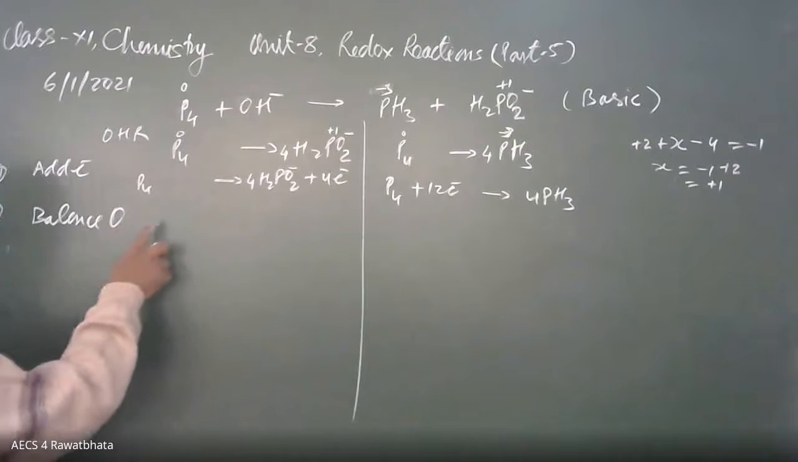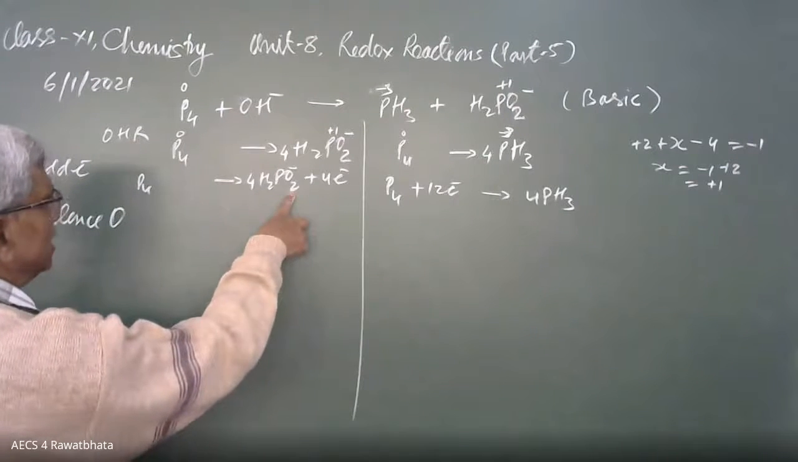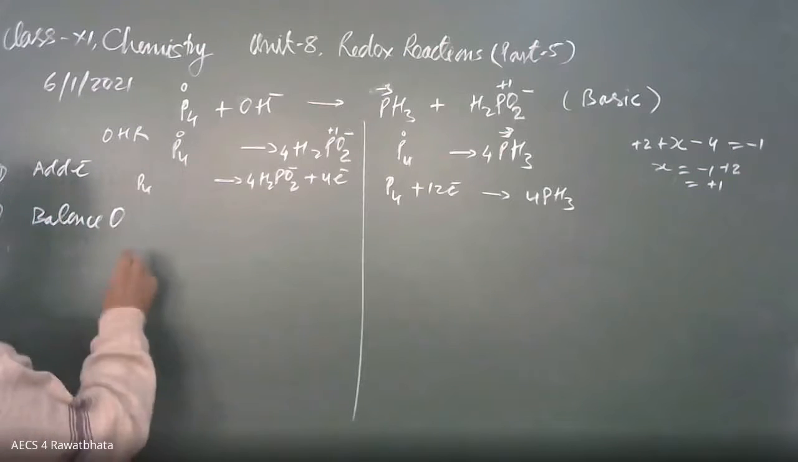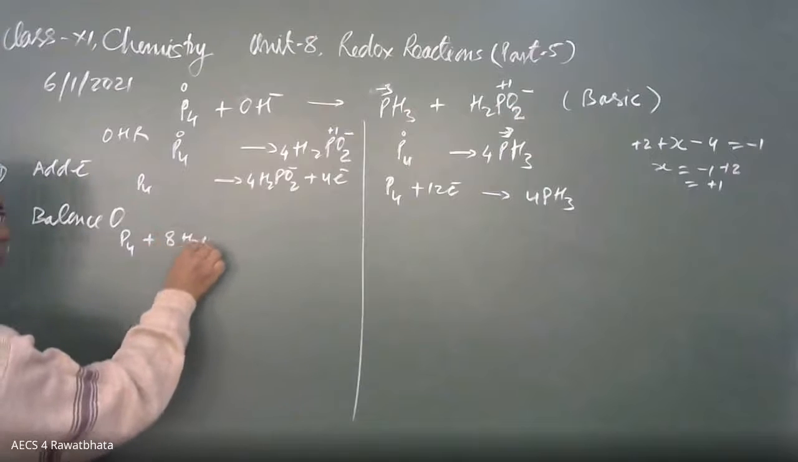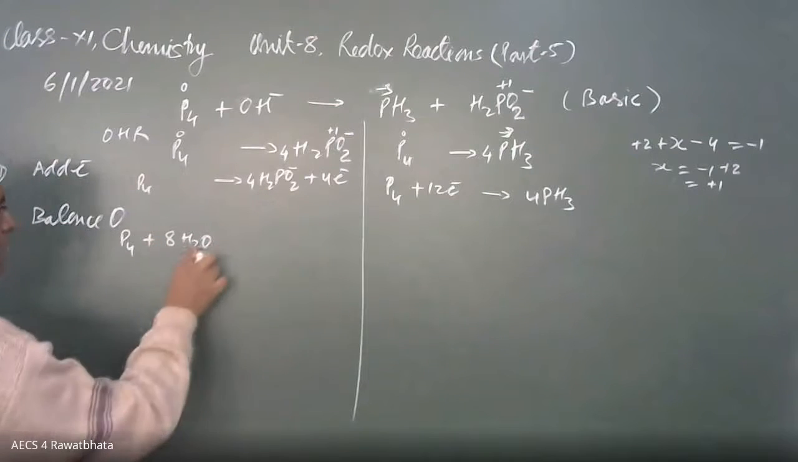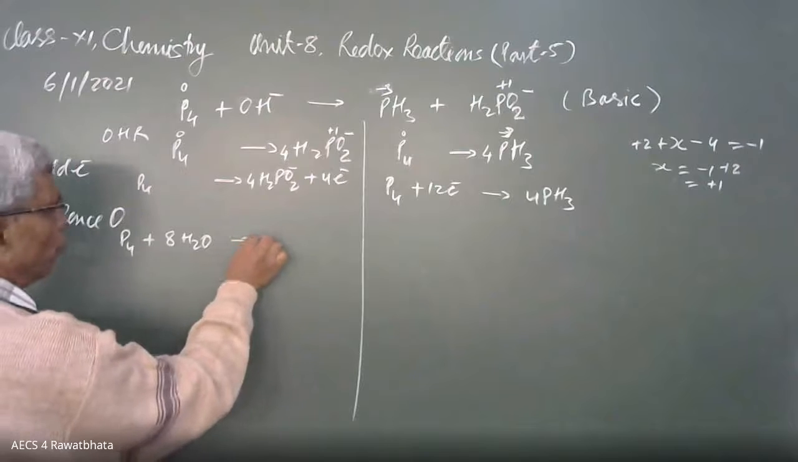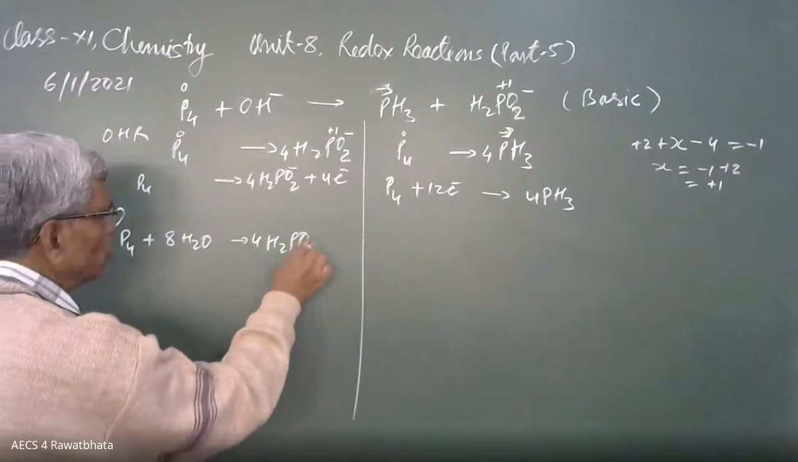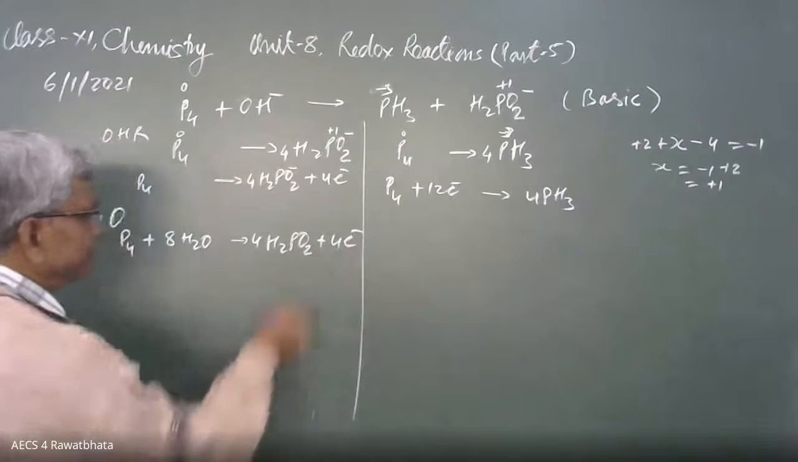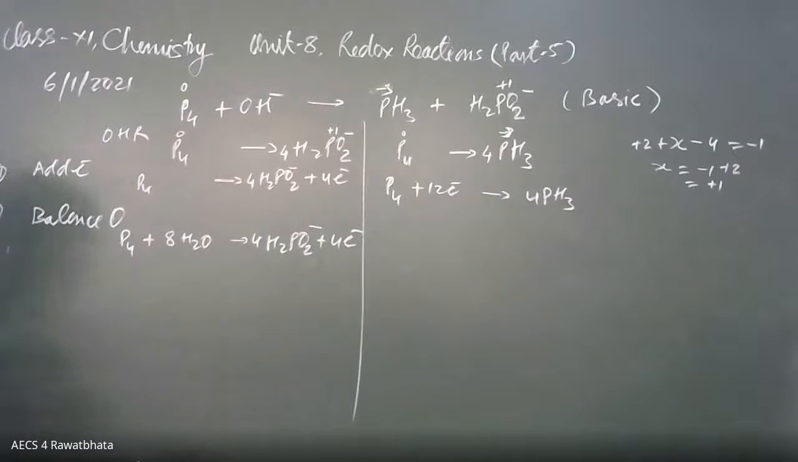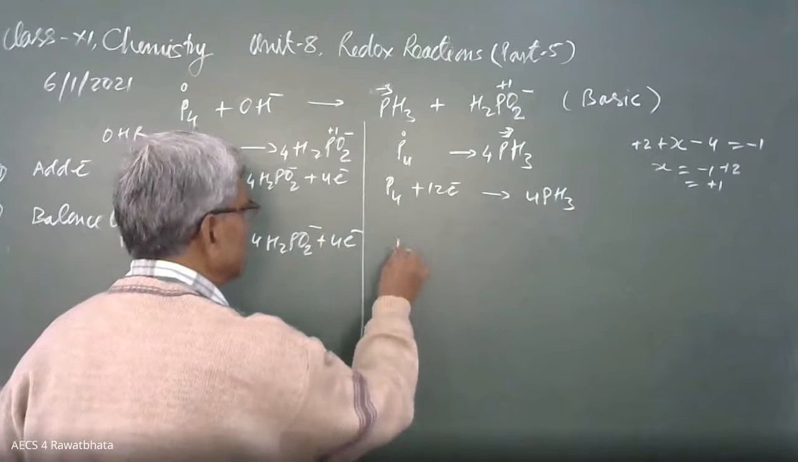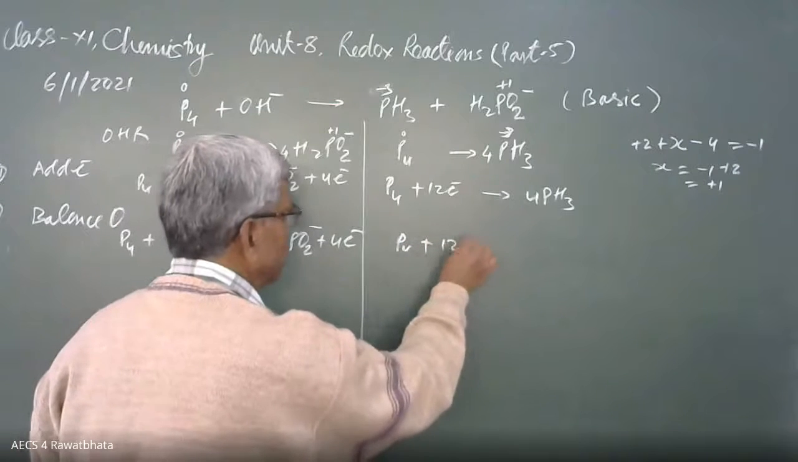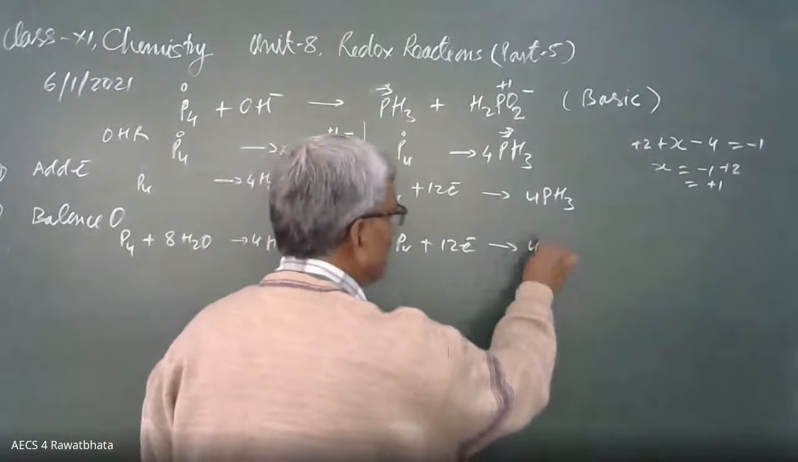So here there is oxygen, 4 2s are 8, 8 oxygen. So we have to add 8 H2O. P4 plus 8 H2O, because 8 oxygen here, to give 4 H2PO2 minus plus 4 electrons. Yes, H2PO2 minus. Okay, correct. And here there is no oxygen, that's why we write it as such: P4 plus 12 electrons gives 4 PH3.